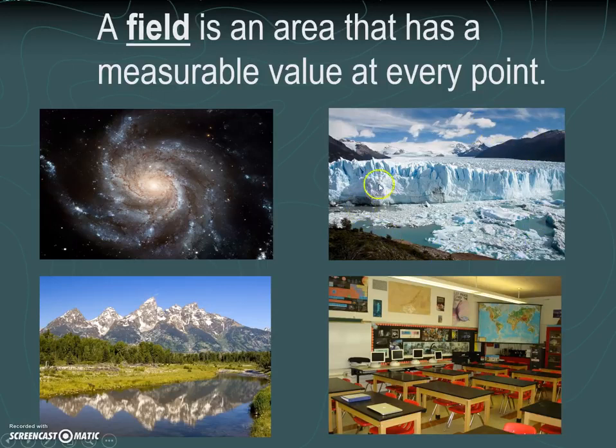In this photograph of this glacier, we could measure how thick the ice is in this spot, and how thick it is in this spot, and how thick it is in this spot. At every point on this glacier, we could measure the thickness. We could also measure the temperature. In a classroom, we could measure the height of objects at every point in the room. So that would be considered a field. We could measure the elevation of this landscape. So at every single point in this landscape, we could measure the elevation. So that's all a field is. It's just some area where we can measure something at every spot in that area.